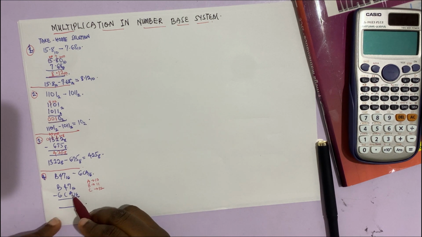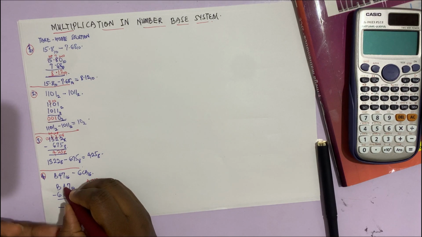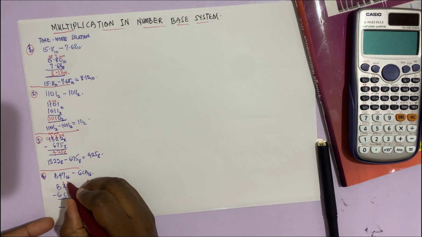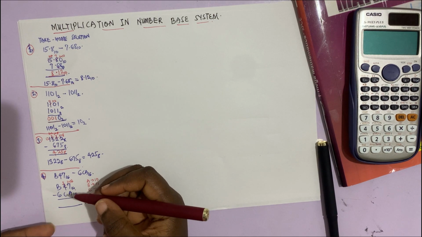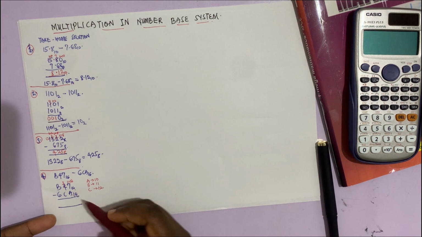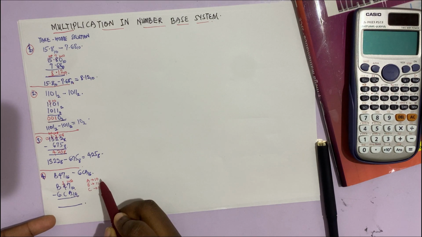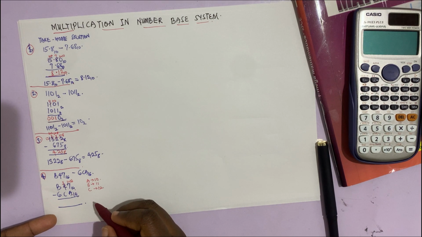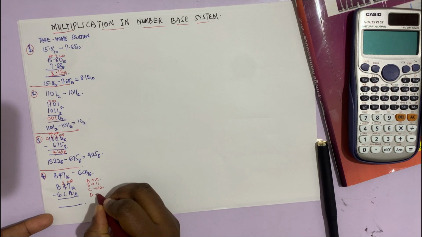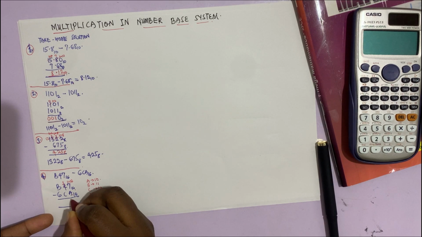So 7 minus A, where A is 10. 7 minus 10 is impossible. So we borrow 1 from here. This one we have 3 left. This one is actually in the base we are working with, which is 16. And 16 plus 7 is 23. 23 minus A, which is 10. So 23 minus 10 would give us 13. 13 in base 16 is D. So D.